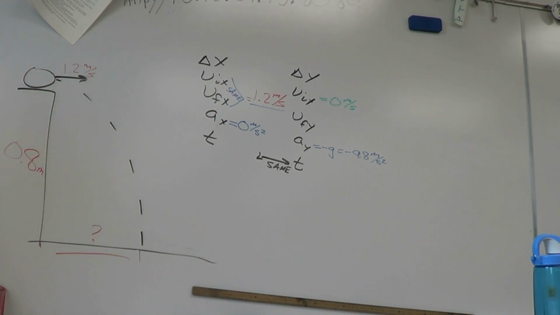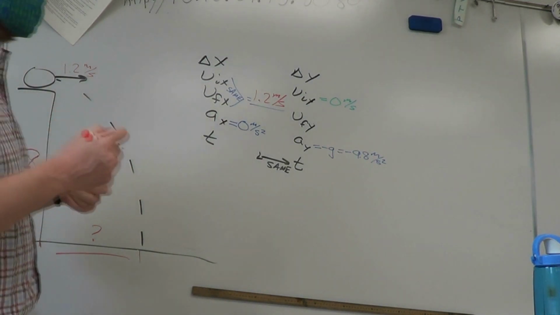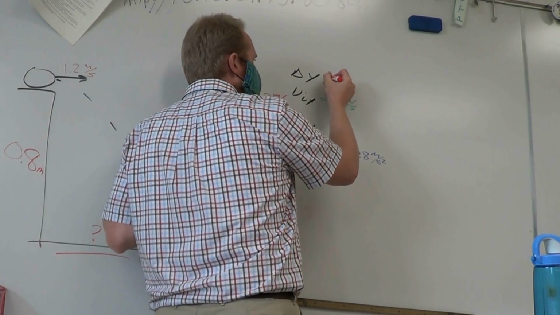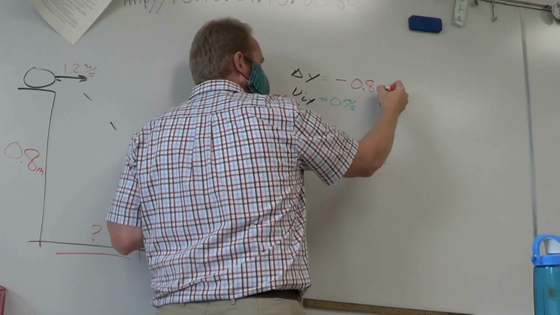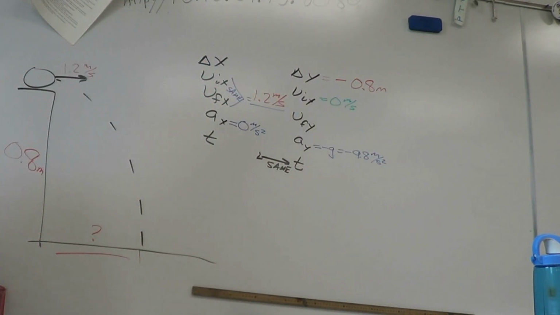0.8, what's that? Is that my meters? Meters means it's what? My choices are displacement, velocity, acceleration, or time. It's a displacement. Is that displacement in the x direction or the y direction? Good, good. Is this ball going up, positive 0.8 meters, or is the ball going down, negative 0.8 meters? It's going down, so negative 0.8 meters.